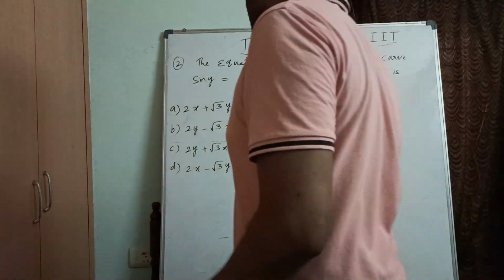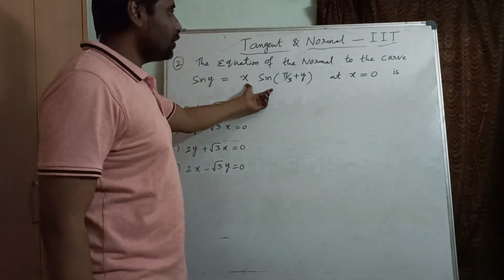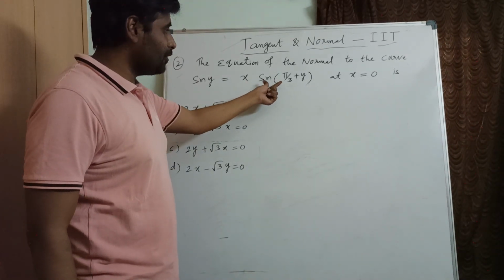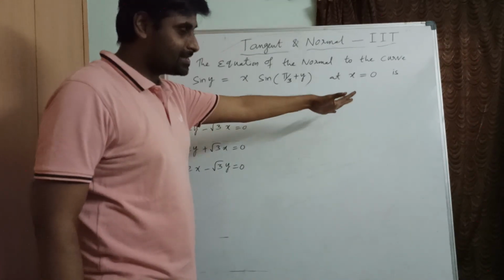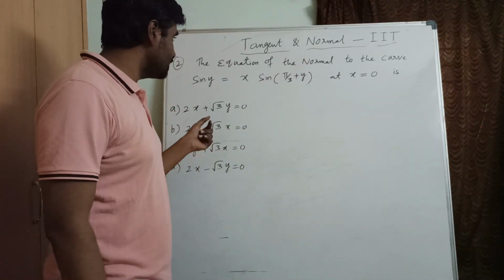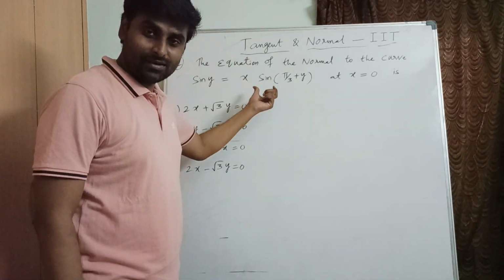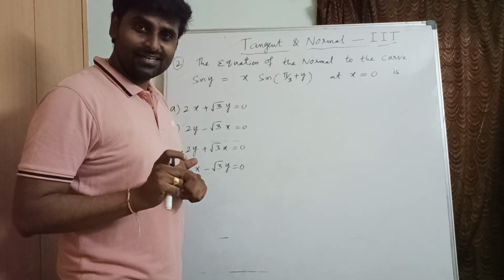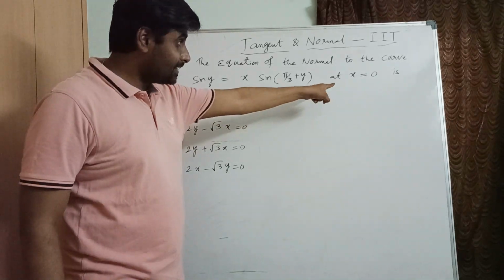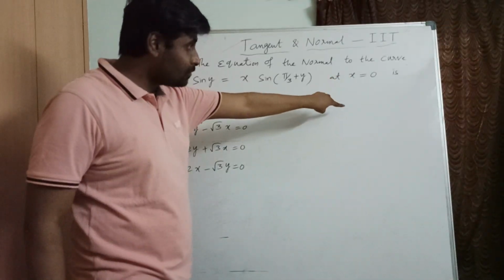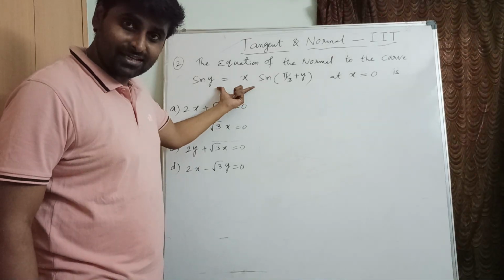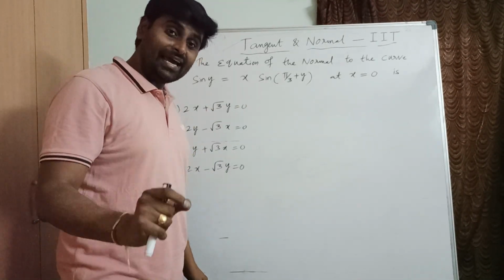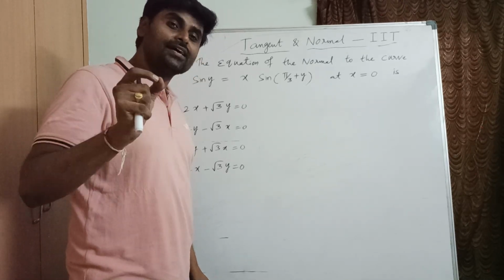Now let us see this question. The equation of the normal to the curve sin y equals x into sin of (pi by 3 plus y) at x equals 0. So what are you going to find out in this question? The equation of the normal. To find the equation of normal or equation of tangent, what is needed? A point. So are you given a point? No. x equals 0 is given. By substituting x equals 0, can I get the y value from this curve? Because that point of contact will lie on the tangent and on the curve also.